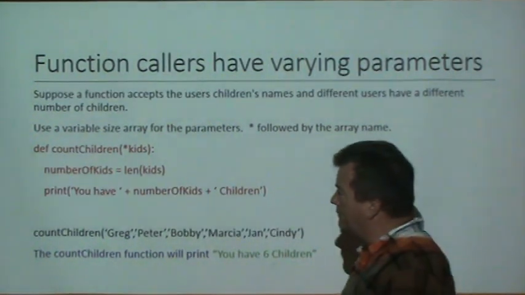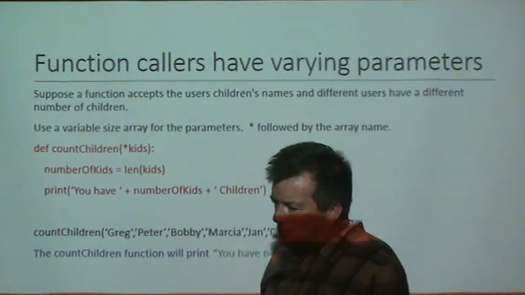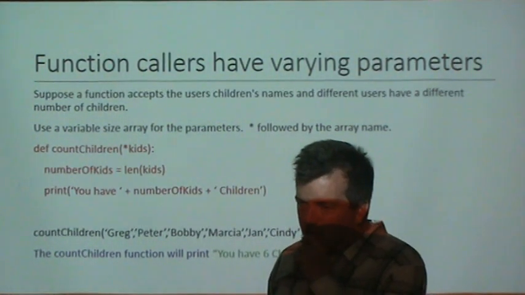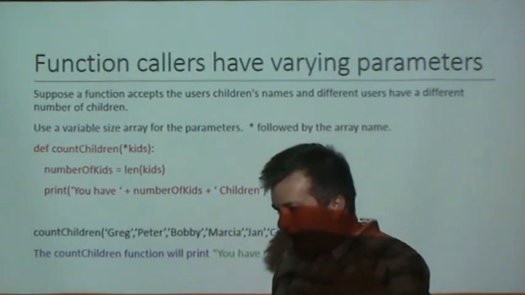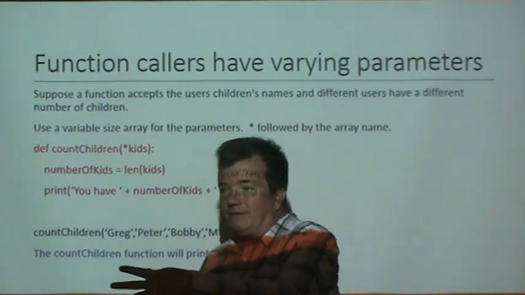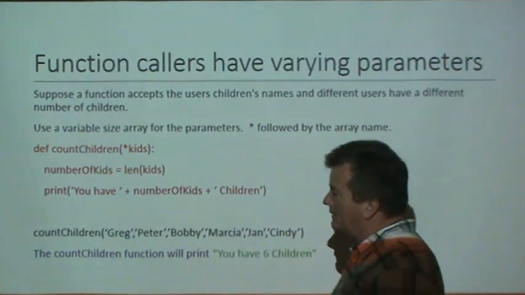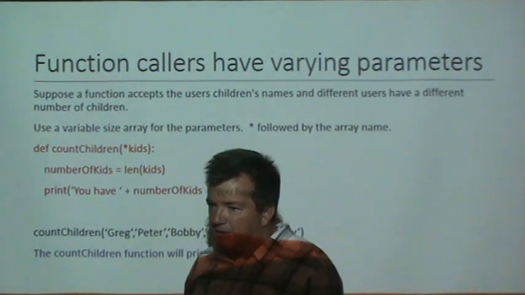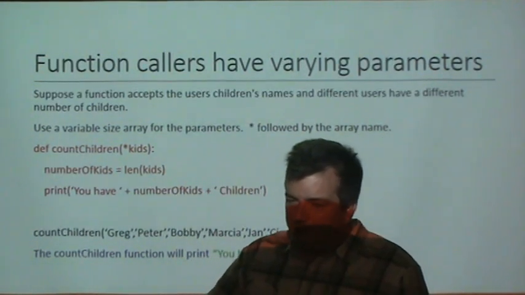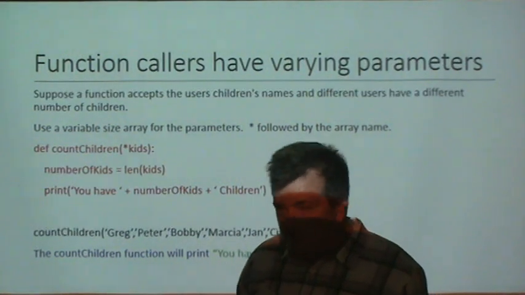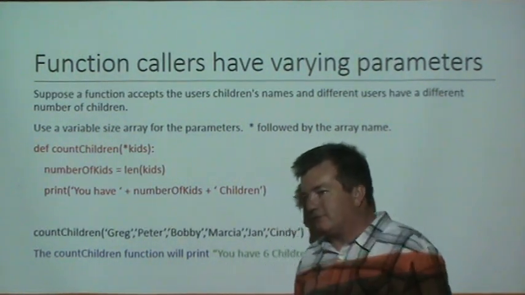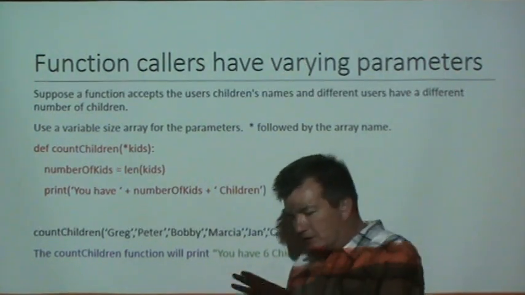Suppose we wanted to write a function, let's say we work for an insurance company and we want to insure the mother and all the kids, but different mothers have different numbers of kids. So we wanted to have a function that will let you type in all the names of your kids. If you have 2 kids, you have 2 kids. If you have 8 kids, you have 8 kids. You can type in the names of all your kids.